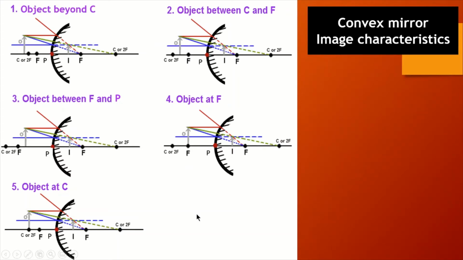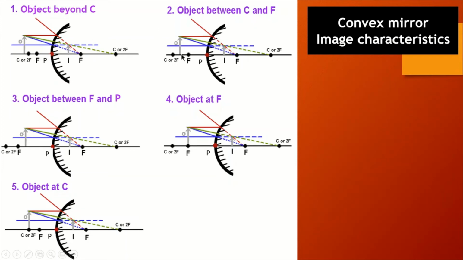Let's look at the characteristics of the image of a convex mirror. First, if the object is very far away, placed beyond C, we draw ray P, and it's reflected from F. We draw ray F, it's reflected parallel. We draw ray C, it's reflected along C. The intersection of these reflected rays is here. So the image is inside the mirror. We say it's a virtual image, upright and diminished.